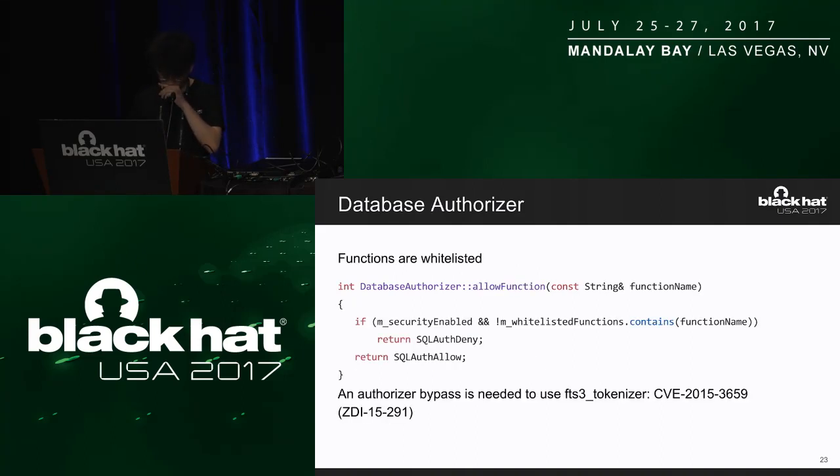And there are more restrictions for functions. There's a whitelist of the functions. Every time you invoke a function, they will check if it's a whitelisted function. For example, the FTS3 tokenizer, the target function, is not on the whitelist. But we have another bug to bypass the restriction. Actually, this CVE was reported together with the previous one to ZDI at the same time.